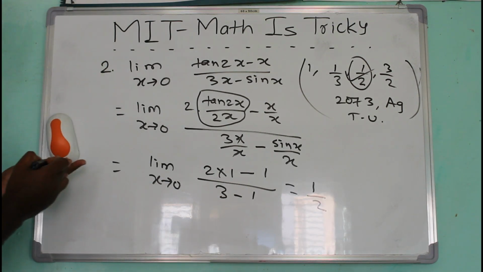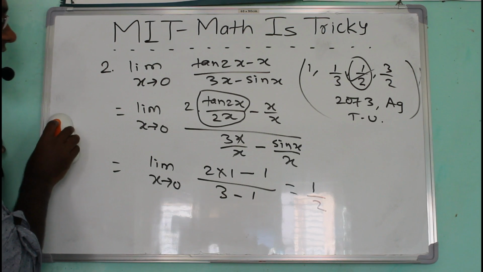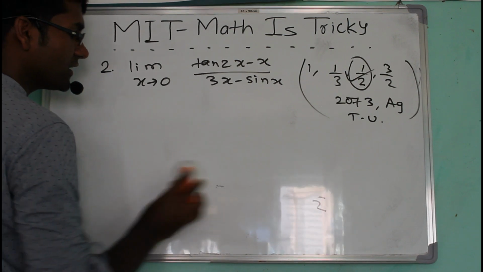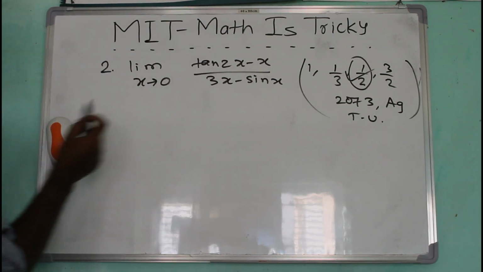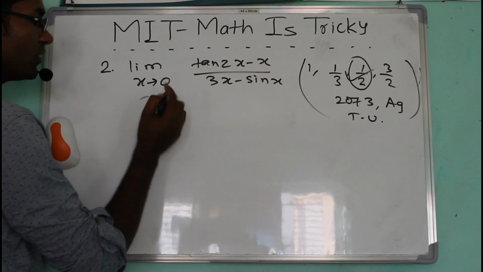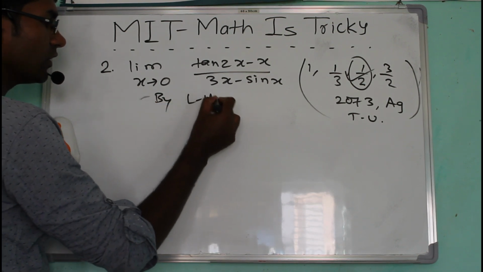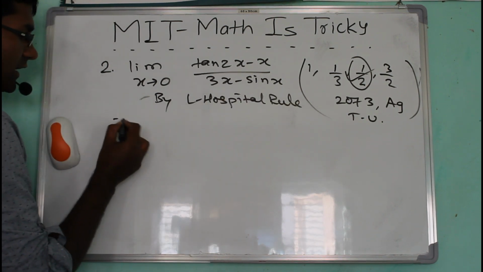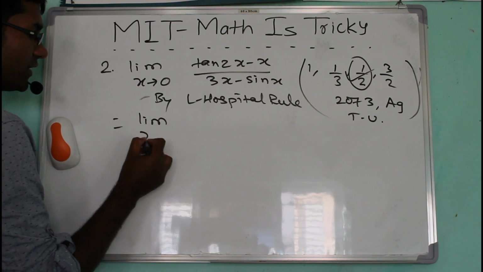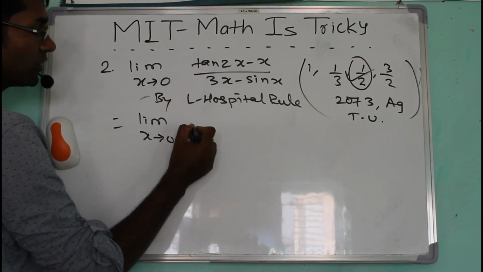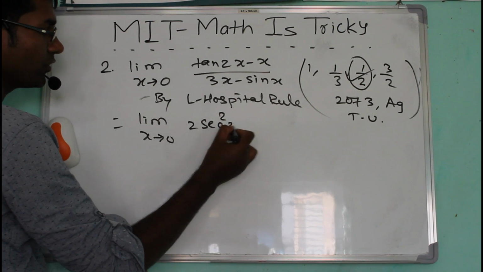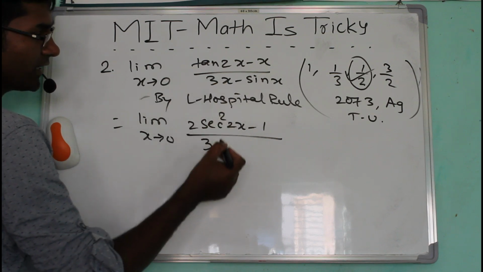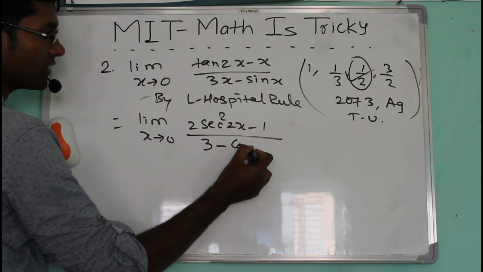Okay, this is the first method. Again we can use the second method that I discussed in the first problem, that is L'Hospital rule. So let's see the second method by L'Hospital rule, as I discussed in problem one. We can write the derivative of this: it is 2 sec square 2x minus 1, over 3, derivative of x is 1, minus sin x means cos x.